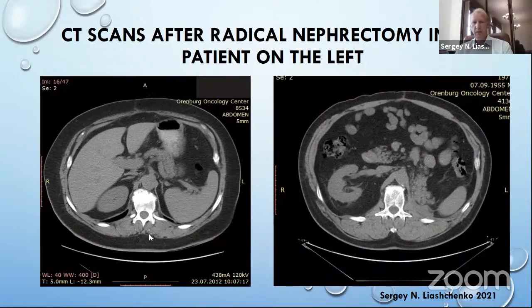You can see the patient's CT scan after left-side nephrectomy, and you can see the jejunum displaced posteriorly. You can see the descending colon dislocated posteriorly. And a very important anatomical fact: you can see the tail of the pancreas deformed and in a back position after left-side nephrectomy.